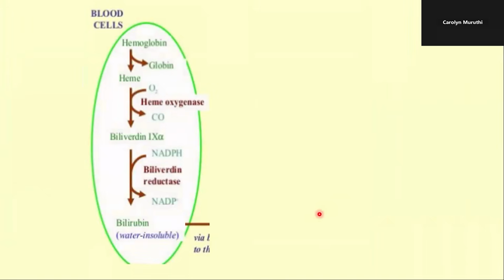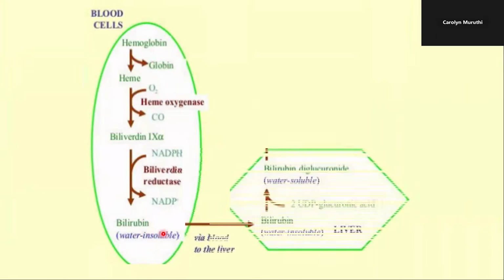So here we have an example of one of the heme proteins, that is hemoglobin, undergoing degradation in the spleen. And so we have formation of bilirubin, which is a water-insoluble molecule. And this bilirubin will be bound to albumin, and here it is transported via blood to the liver.